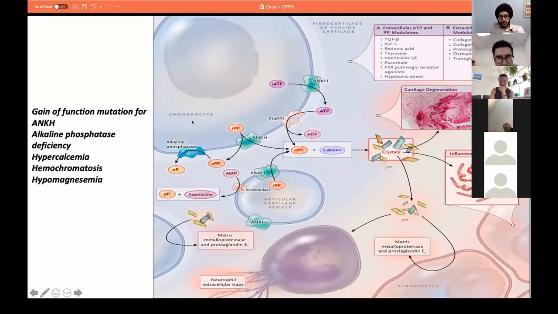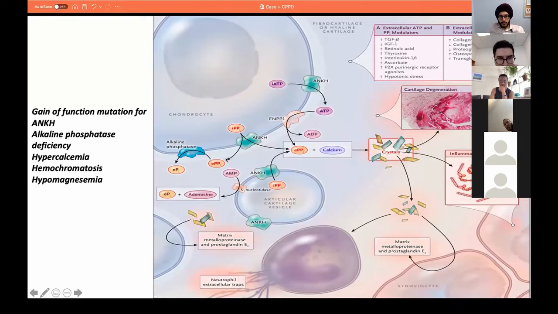And you might think, what about magnesium? Where's magnesium here? Because hypomagnesemia can also precipitate CPPD. Magnesium is a cofactor here with alkaline phosphatase. So a deficiency in magnesium can also increase the chance of developing chondrocalcinosis.